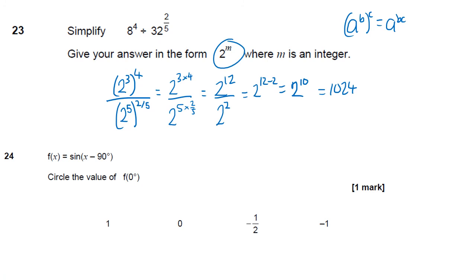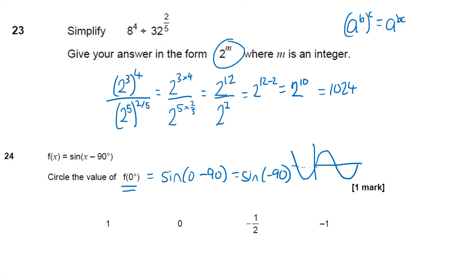Right, question 24. We've got this function f of x is equal to sine of x minus 90. Circle a value of f of 0. So what this means is that we need to substitute x equals 0 into the equation. So we've got sine of 0 minus 90. So that's sine of minus 90. And if you remember what the graph looks like, it looks like this. Keeps continuing. So sine of minus 90 has a value of minus 1. So there it is.